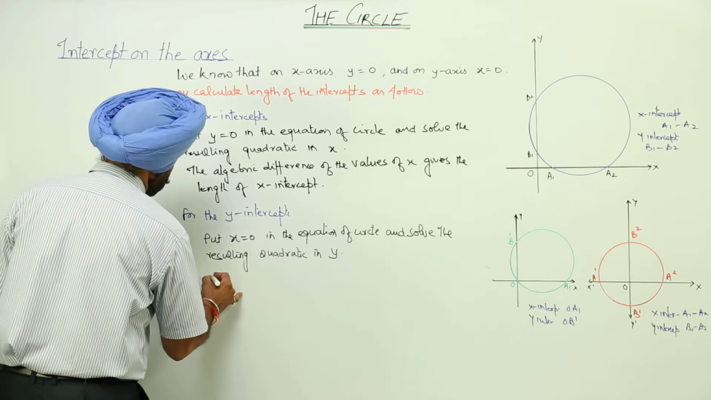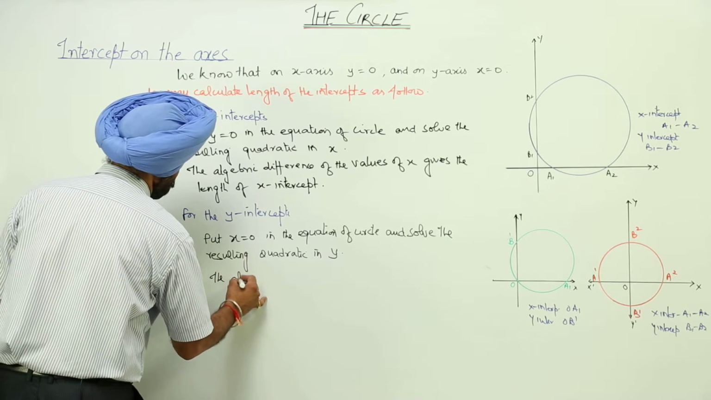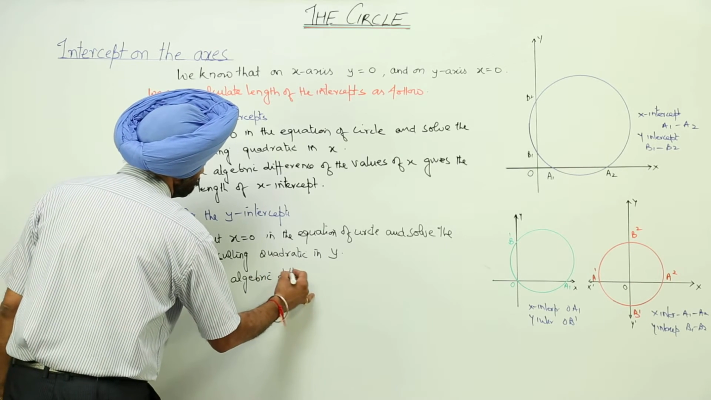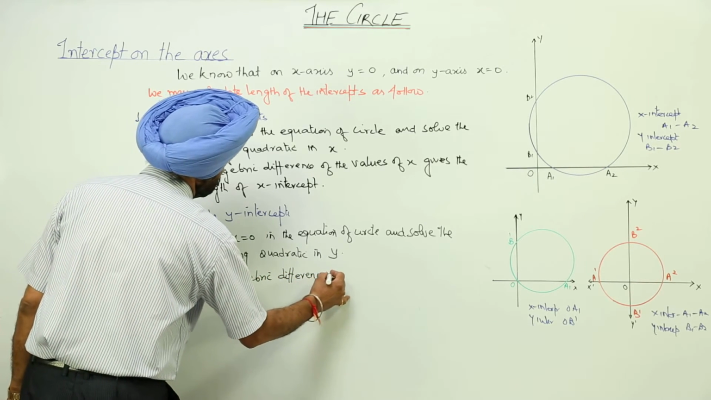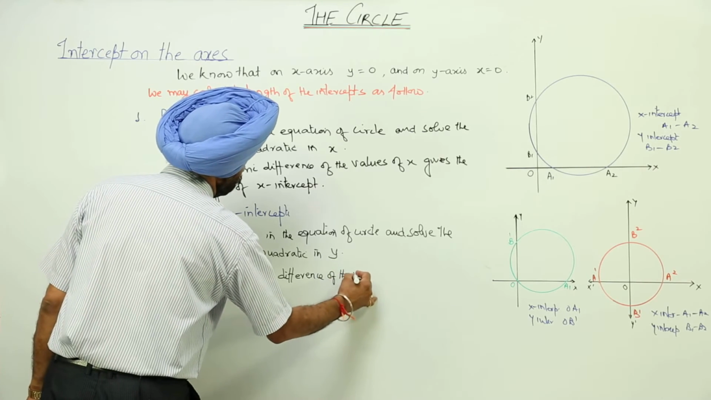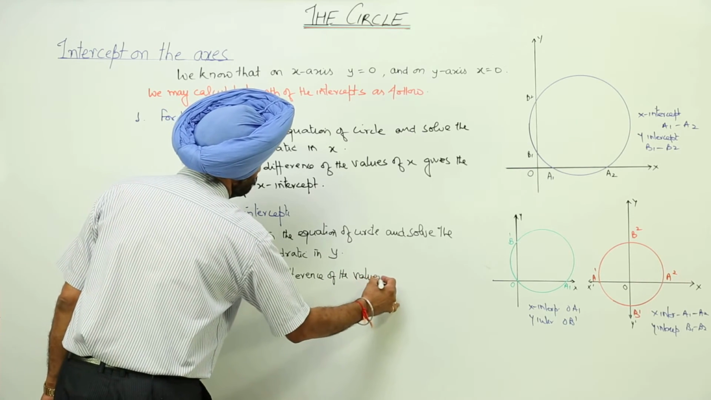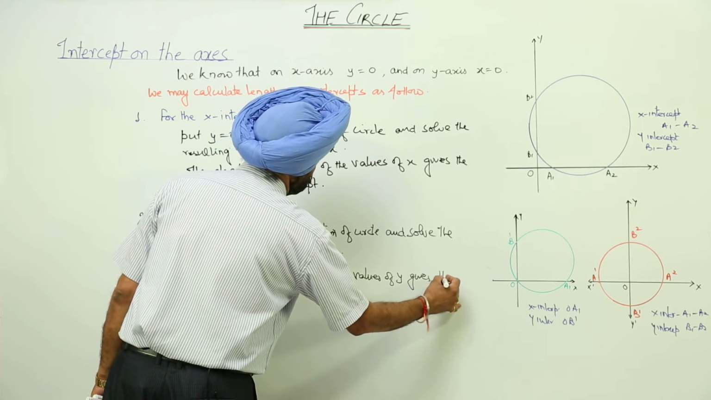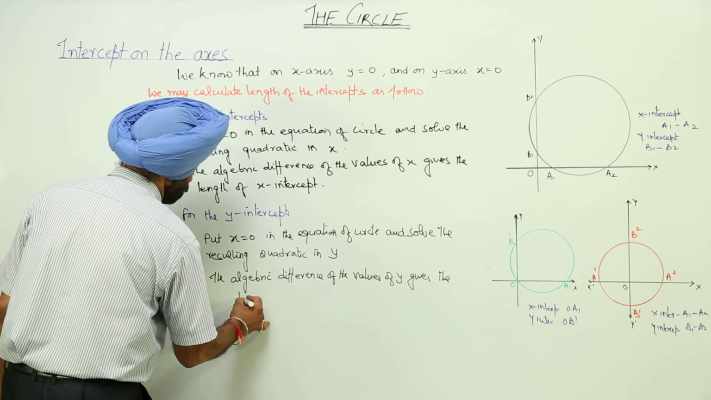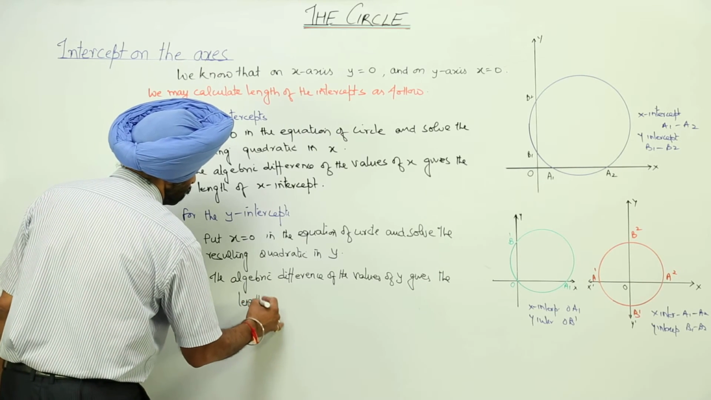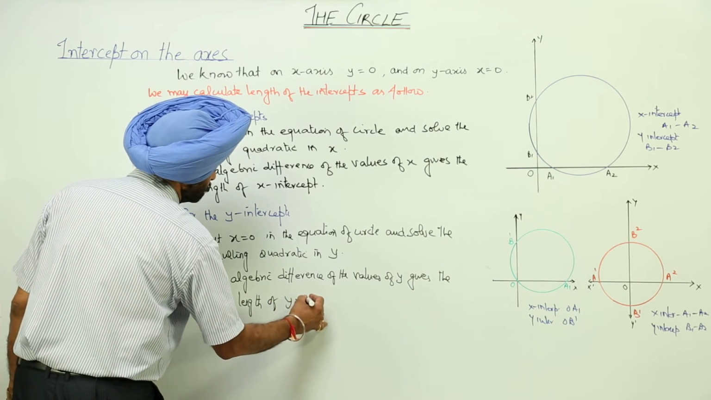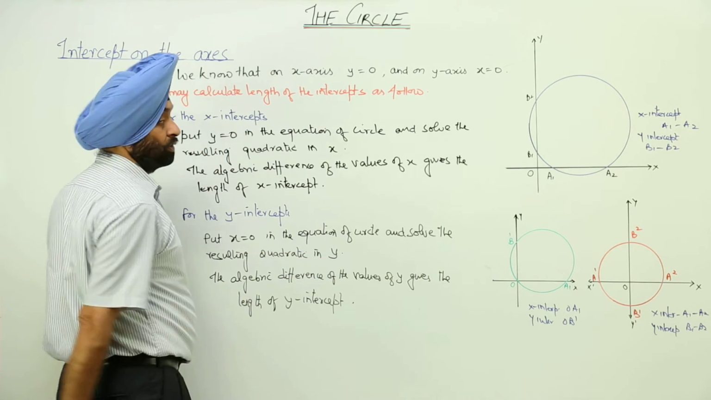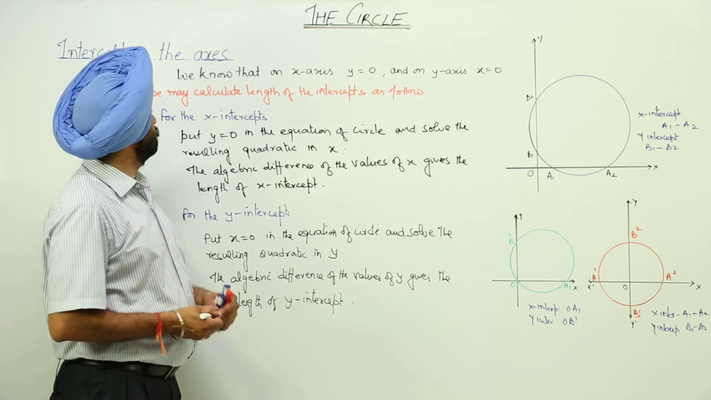Now the algebraic difference of the values of y gives the length of y intercept. So, this is whole about the intercept.